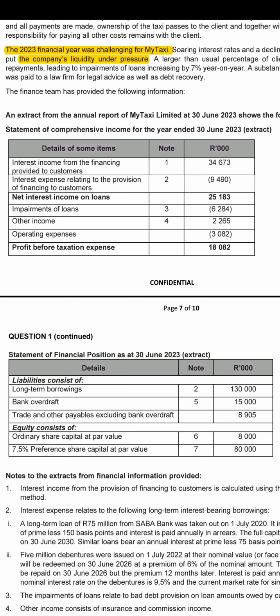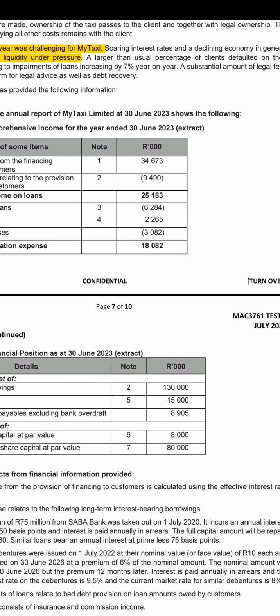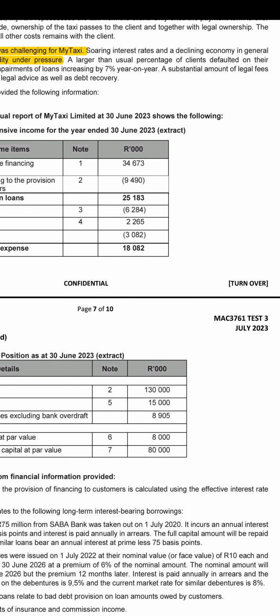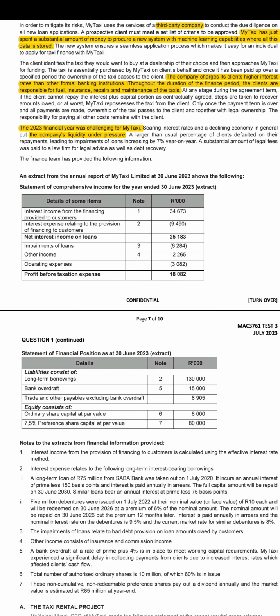Okay, and they said that it's calculated using the effective interest rate method. That's fine. I think that's good additional information to be giving. I've got no issue with that information. But at the end of the day, this is revenue for the entity.